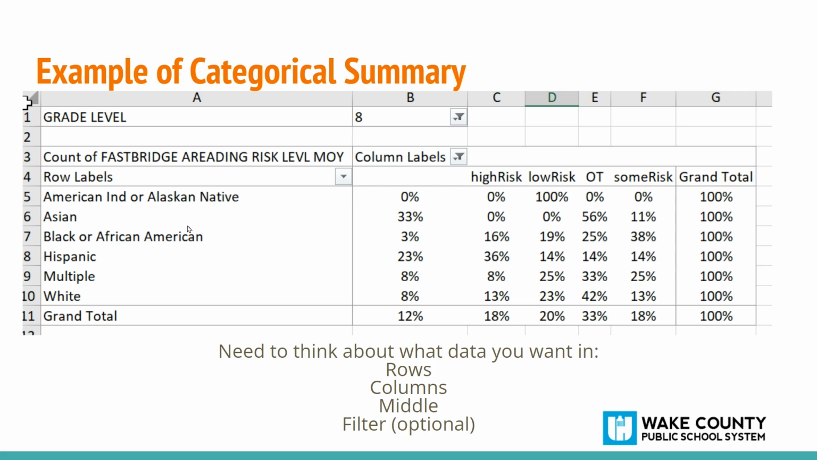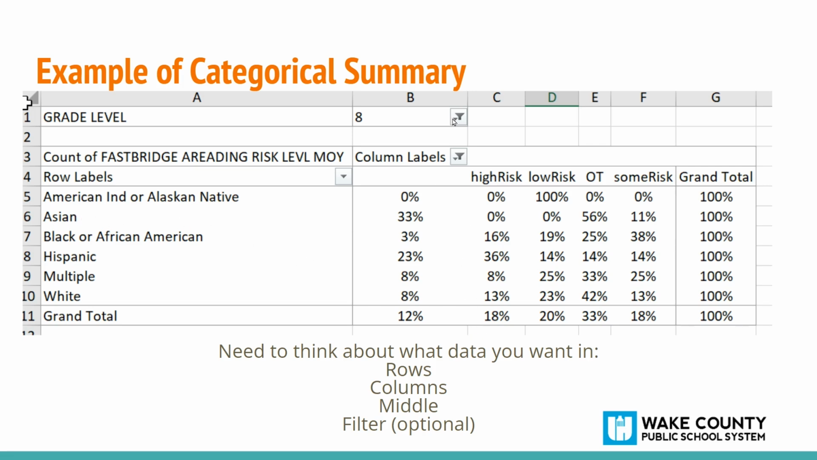If you want the percent of the row, we're saying, in this case, that 56% of the Asian students in our school are on track based on the FastBridge MOY assessment. 11% of Asian students in our school are categorized as having some risk based on the FastBridge A reading risk level. So we're taking the percent of this row, which is Asian.